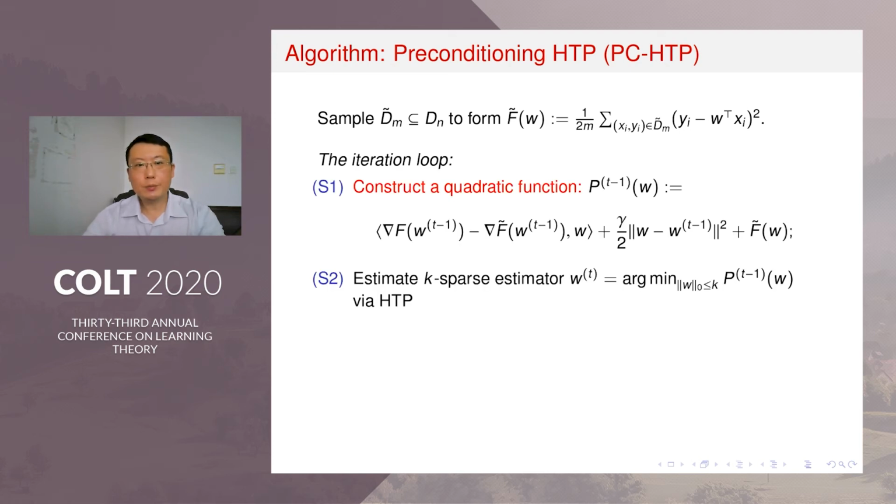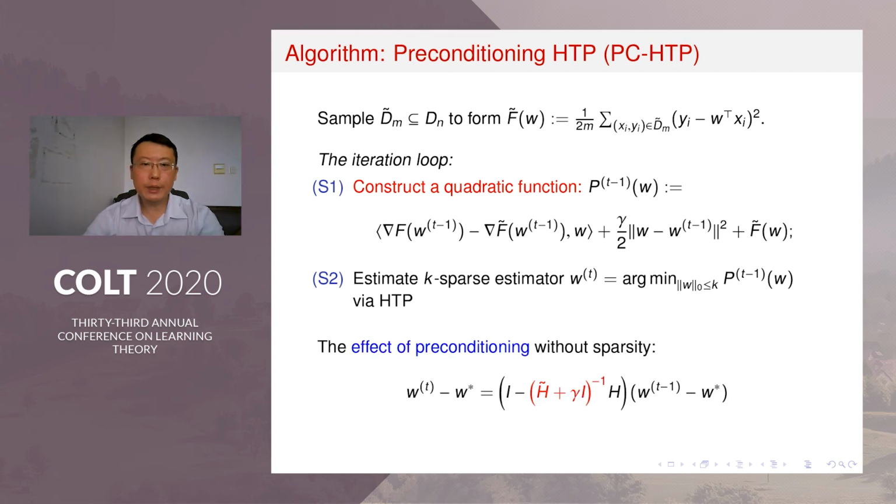F tilde actually serves as a preconditioner for Newton type optimization procedure. The iteration loop of our method is as follows. We first construct a quadratic function based on F tilde and the global gradient at the previous iterate. And then we solve it under the same sparsity constraint to update the next estimator. To justify the preconditioning effect, we can see that without sparsity constraint, the update procedure can be compactly expressed in this form. This clearly shows that F tilde serves as a preconditioner for a Newton type optimization procedure.